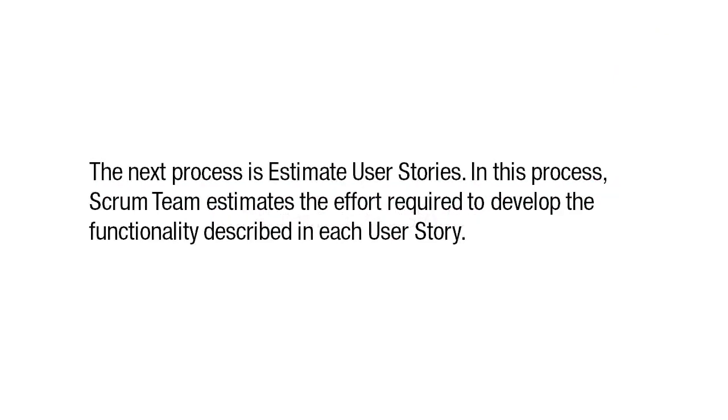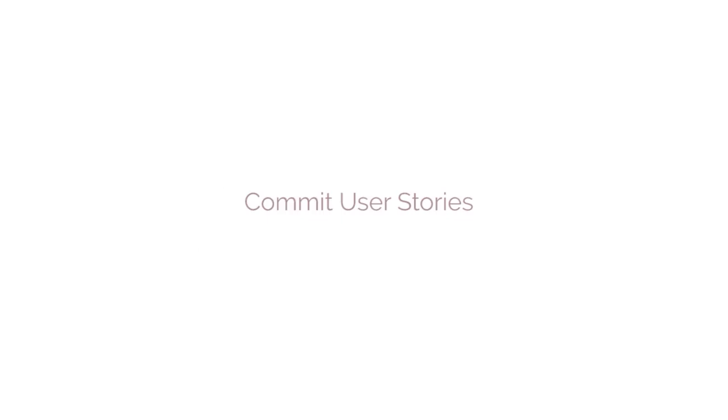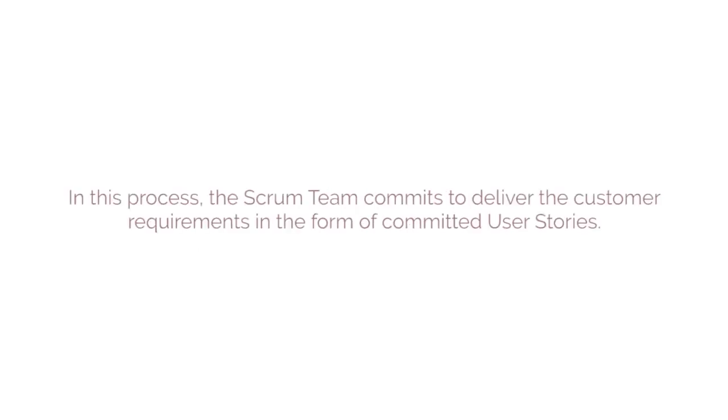The next process is estimate user stories. In this process, the Scrum team estimates the effort required to develop the functionality described in each user story. The next process is commit user stories. In this process, the Scrum team commits to deliver the customer requirements in the form of committed user stories. Another process that is part of the plan and estimate phase is identify tasks. In this process, the committed user stories are broken down into specific tasks and compiled into a task list.